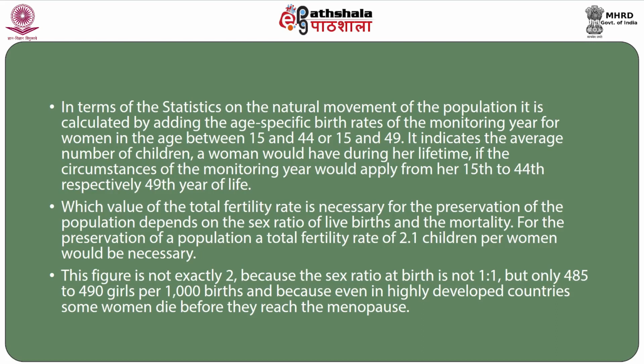Which value of the total fertility rate is necessary for the preservation of the population depends on the sex ratio of live births and mortality. For the preservation of a population, a total fertility rate of 2.1 children per woman would be necessary. This figure is not exactly 2 because the sex ratio at birth is not 1:1, but only 485 to 490 girls per 1000 births. And because even in highly developed countries, some women die before they reach the menopause.